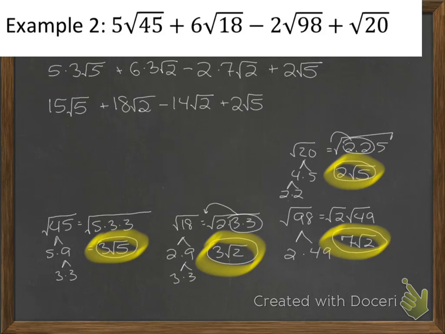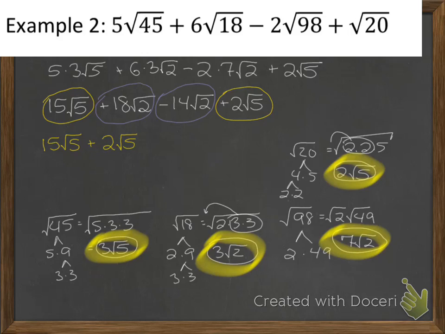Okay, so let's look at this and see if we can figure out which terms can be combined. I have a square root of 5 term here, and I have a square root of 5 term here. Likewise, I have a square root of 2 term here and a square root of 2 term here. Notice I am circling the sign next to the number, which is important because I don't want to forget that sign. It goes with the number. So let's rewrite this so that like terms are next to each other.